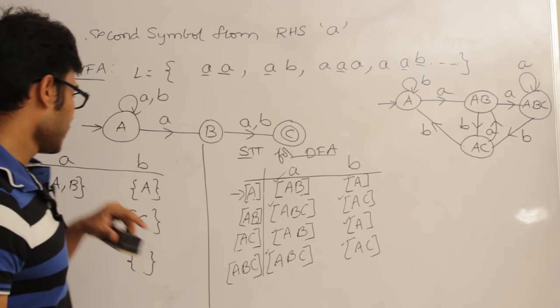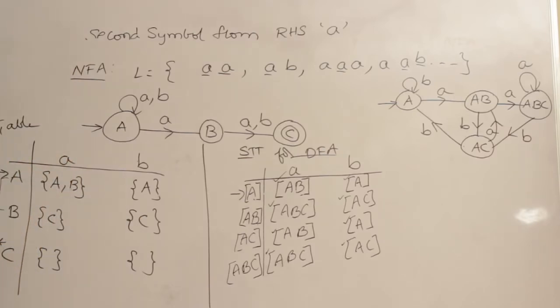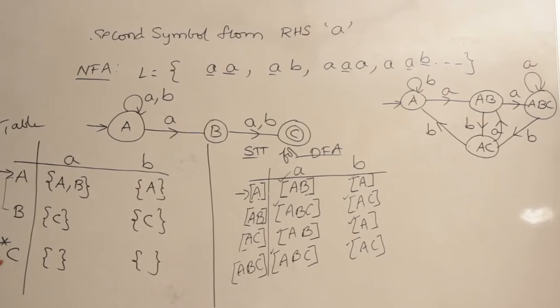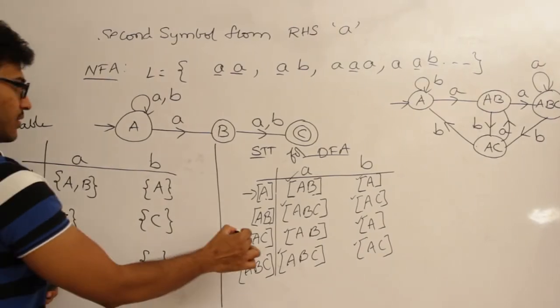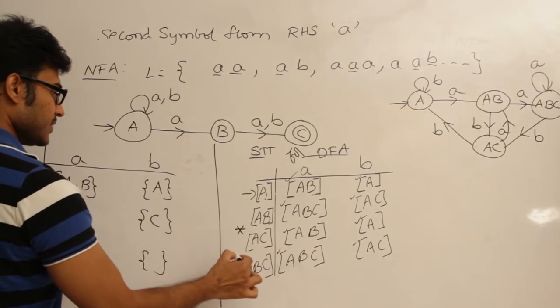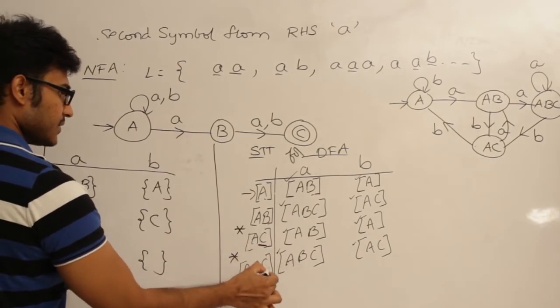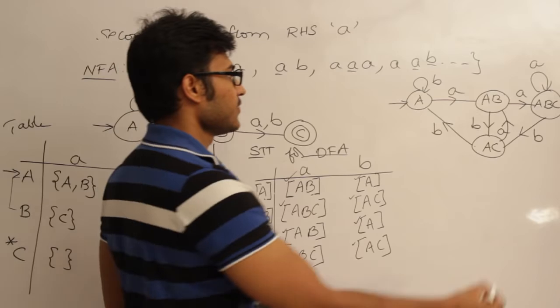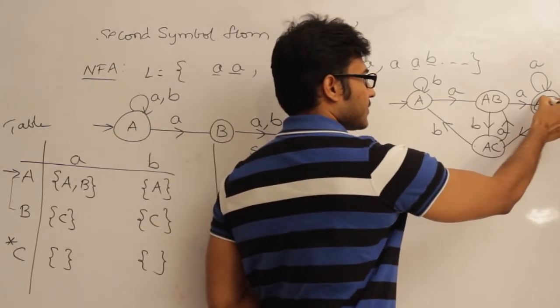And if you look at it, what is the final state here? See, the initial state is always going to be the initial state here, and here the final state is C. Therefore, final states are any state which is containing C.